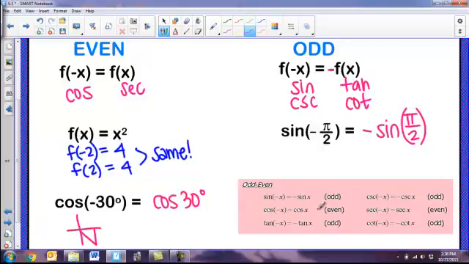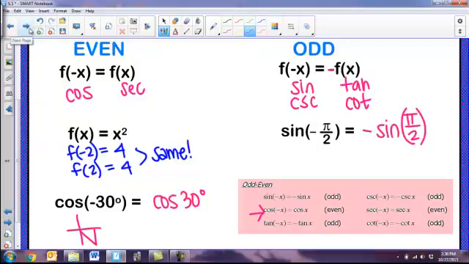Okay, and so again, you don't have to memorize these. It even tells you right here that cosine of a negative is going to just give you the regular cosine, whereas sine of a negative is going to give you negative sine. Okay, so that's even odd in a nutshell. Basically, for an odd, the negative goes on the outside, and for an even, you get to drop the negative.